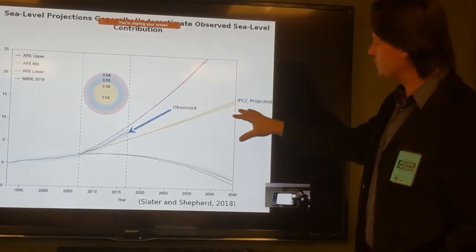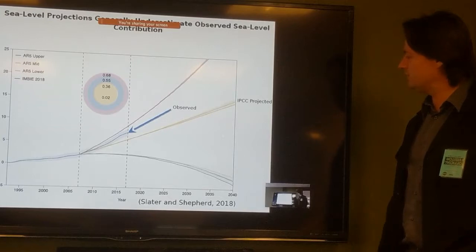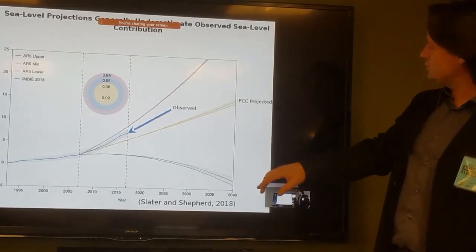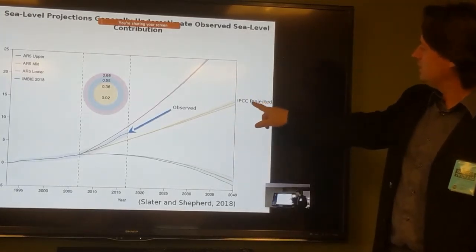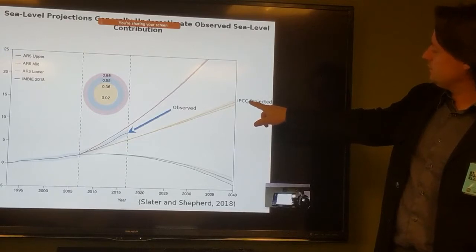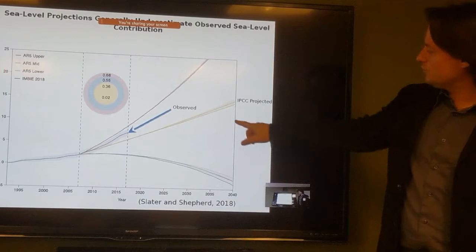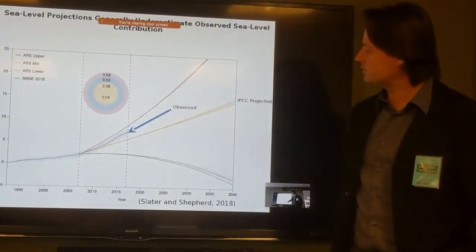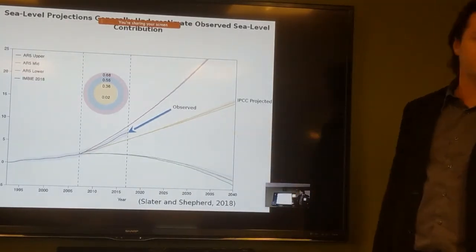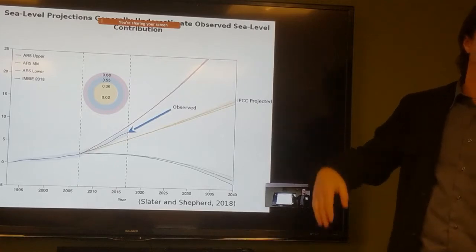And this is going into the future. These are the projections from the IPCC. This is just to show the projection that the IPCC had, and this is what we have observed. These projections were made in 2006, and this is what we have observed since. So if anything, we are on the high range of the projection.